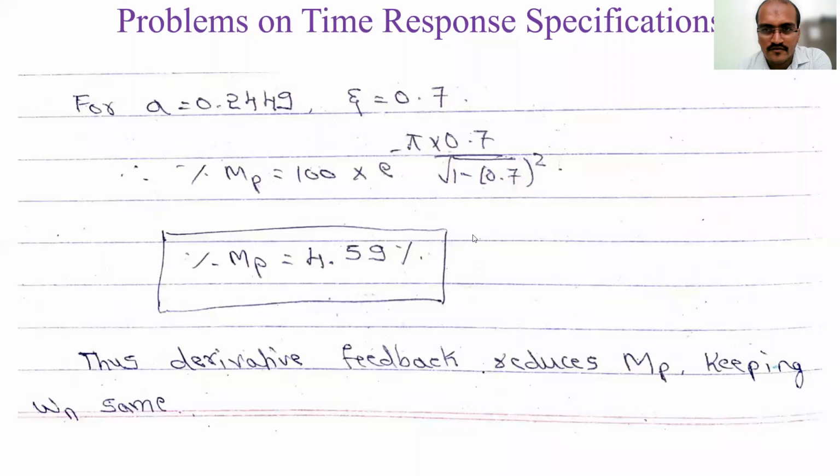Okay, see here, for a equal to 0.2449, zeta equal to 0.7, we know, right? So substitute in that 0.7 by 1 minus 0.7 square. So it is 4.59%. See the difference? Zeta value doubled, peak overshoot decreased. Okay, so that's why zeta value you are varying, 0 to 1 in the underdamped case.